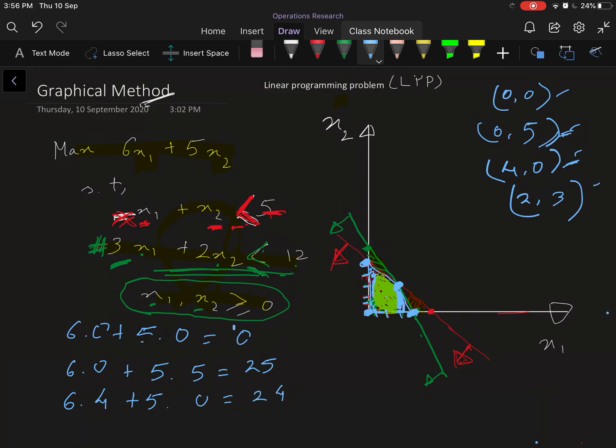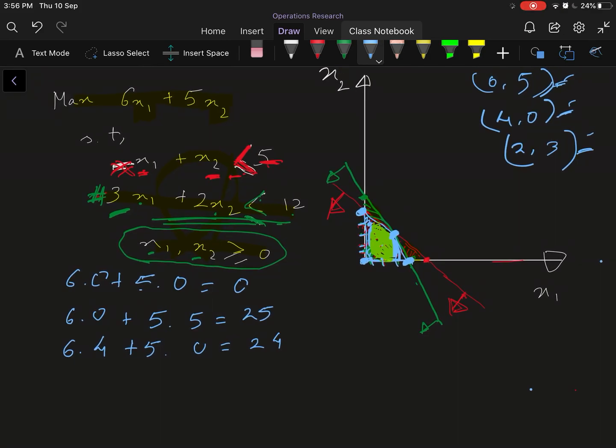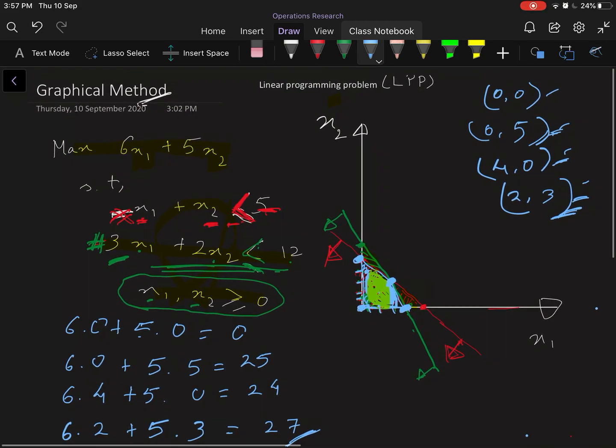And for the last corner point, that is 2 comma 3, what would be the value of the objective function? That would be equal to 6 into 2 plus 5 into 3, that would be equal to 12 plus 15, equal to 27. So in this case, see, this is the value which is the maximum. This is the point which gives us the maximum value of the objective function. So this is the point which should be considered for our further conclusions.